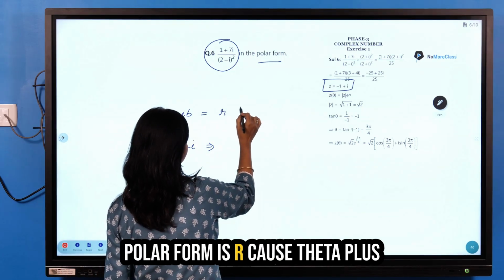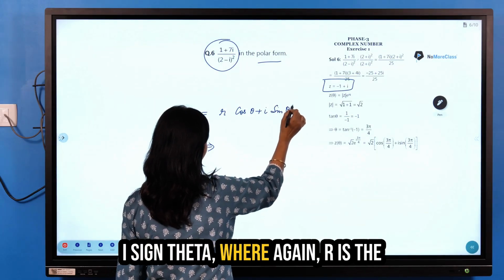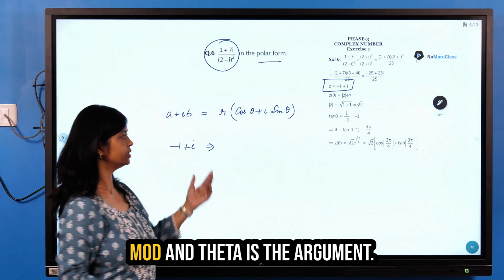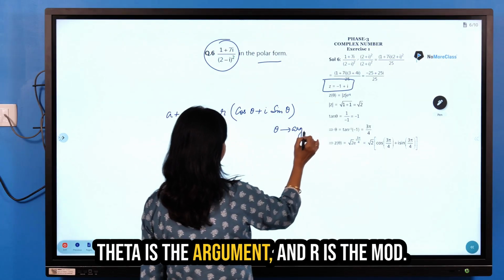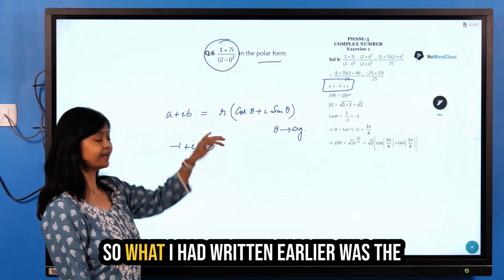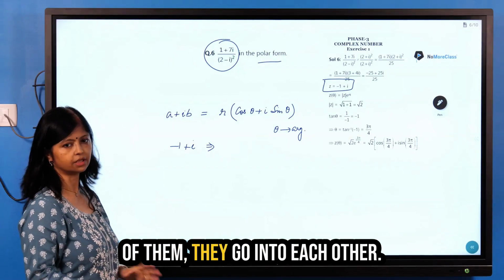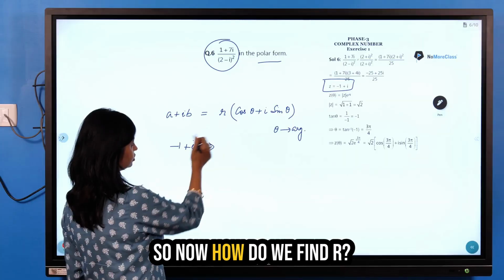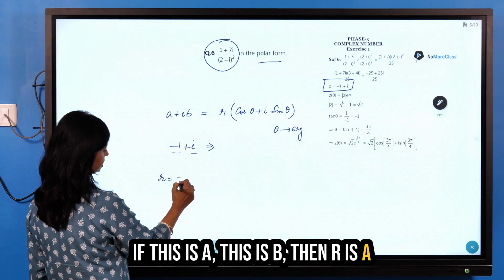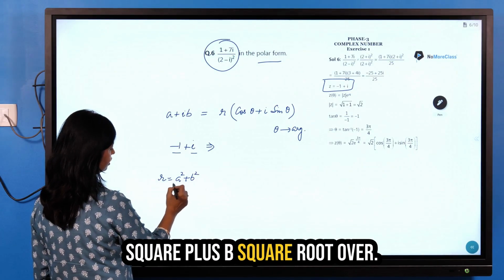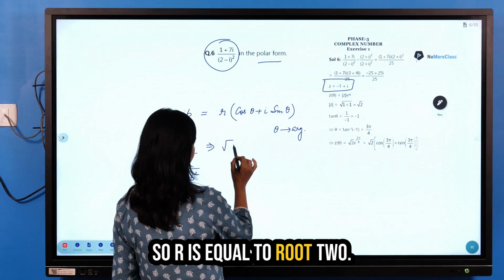Polar form is r cos theta plus i sin theta, where again r is the mod and theta is the argument. What I had written earlier was the Euler form, but it doesn't matter, both of them go into each other. Now how do we find r? If this is a, this is b, then r is the square root of a square plus b square. So we can see it is 1 plus 1, so r is equal to root 2.